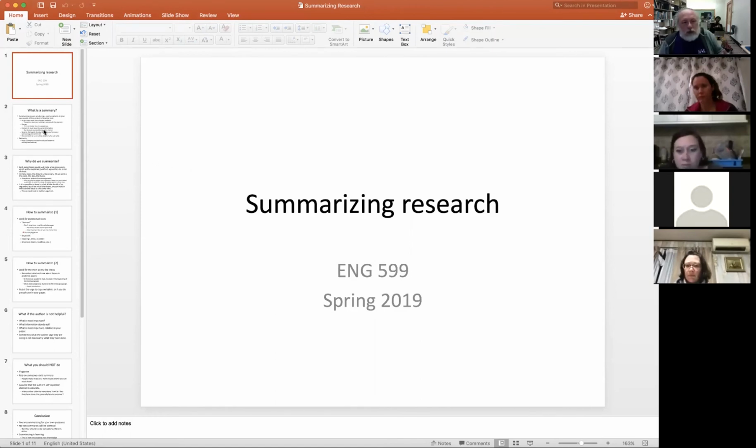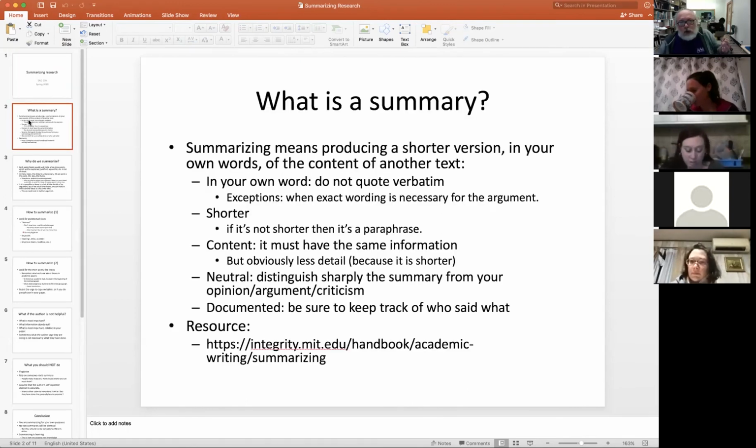But the good thing is that we've actually really been talking about what is important for summarizing research, except in a different format. So you may not have been aware of it, but in fact we were working our way up to this. Okay, so first of all, what's a summary? That's really important. And so there I have a definition that I produced. I think it's pretty decent, or at least it works. So summarizing means producing a shorter version in your own words of the content of another text.